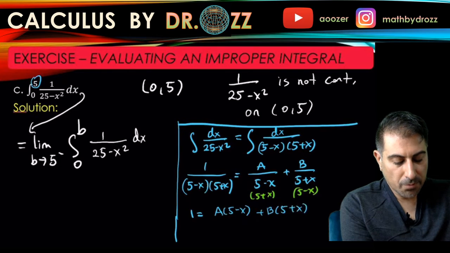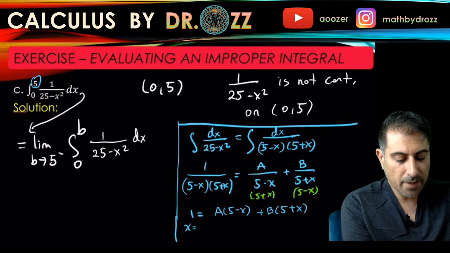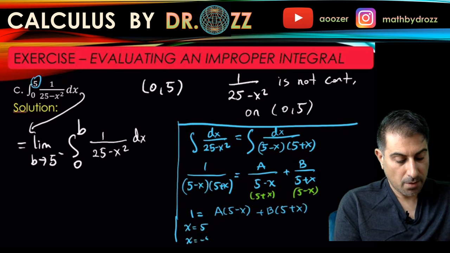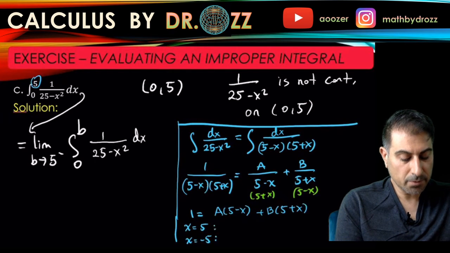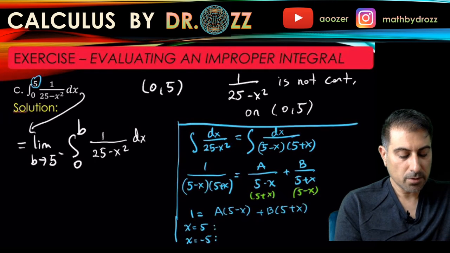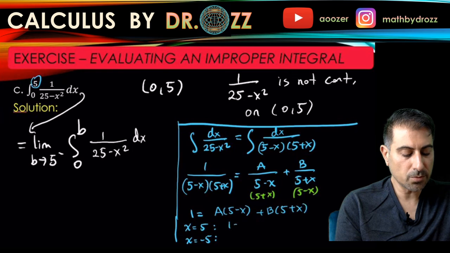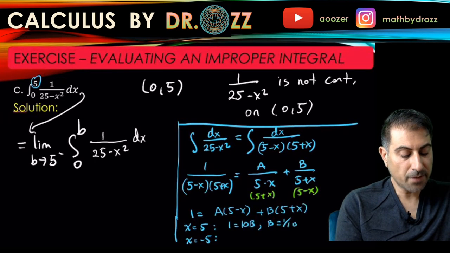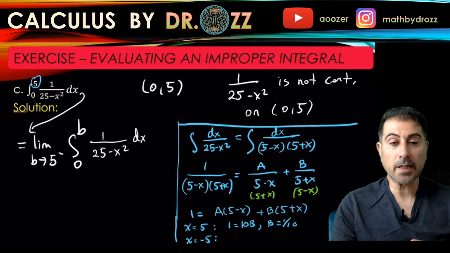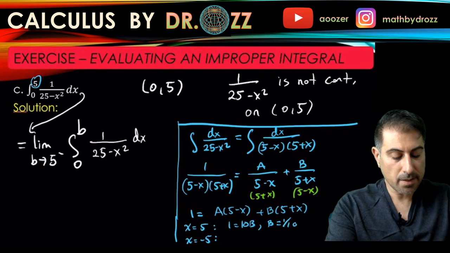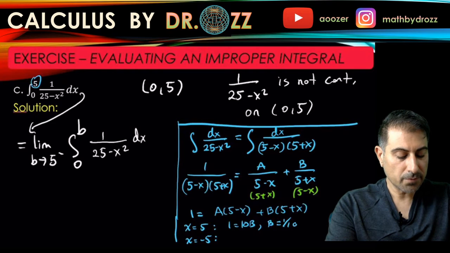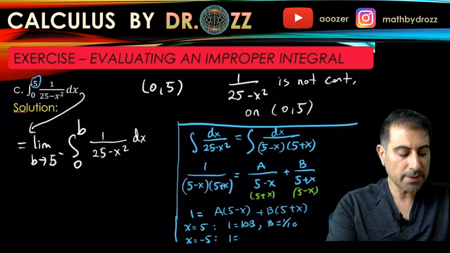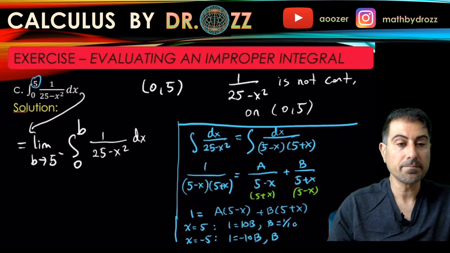And I'm going to use sample values x equals 5 and x equals negative 5. If x equals 5, the first term on the right-hand side is gone. So 10b, so 1 equals 10b, and b equals 1/10. And if x equals negative 5, the second term on the right-hand side is gone, right? So 1 equals negative 10b, b equals negative 1/10.